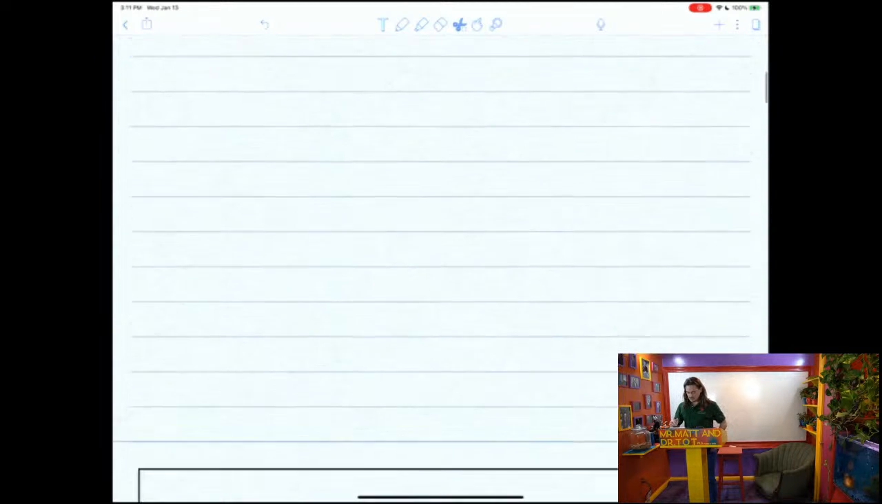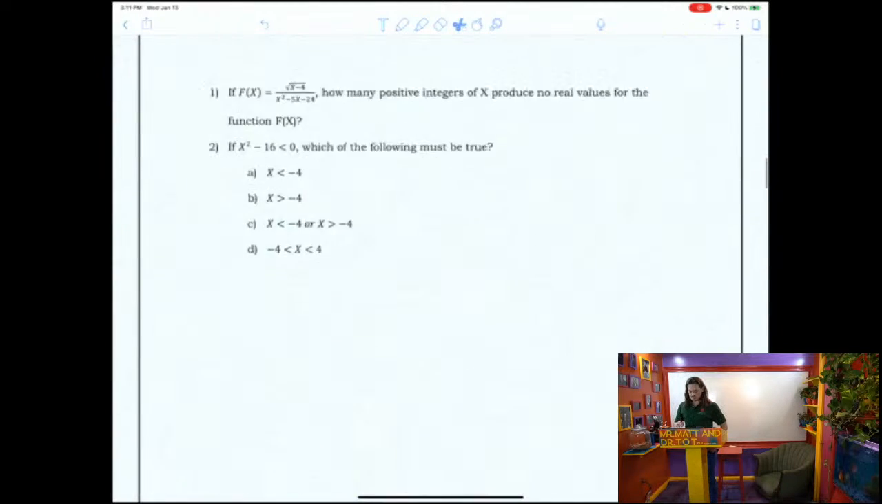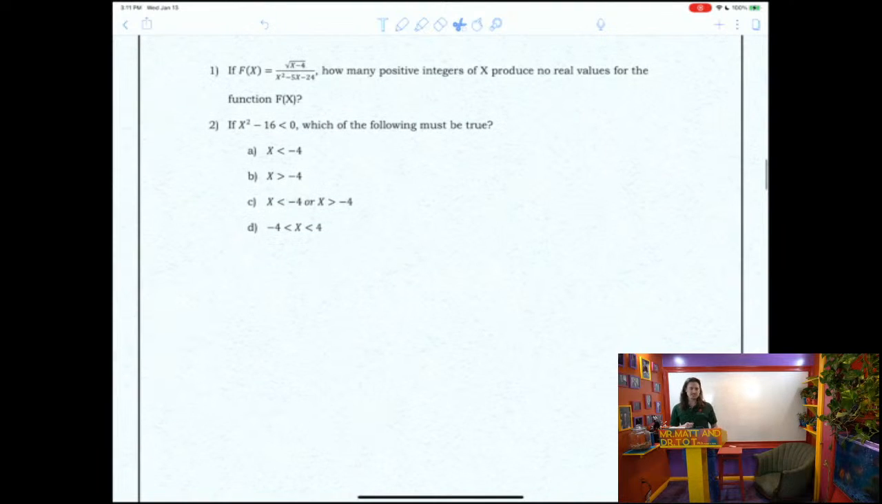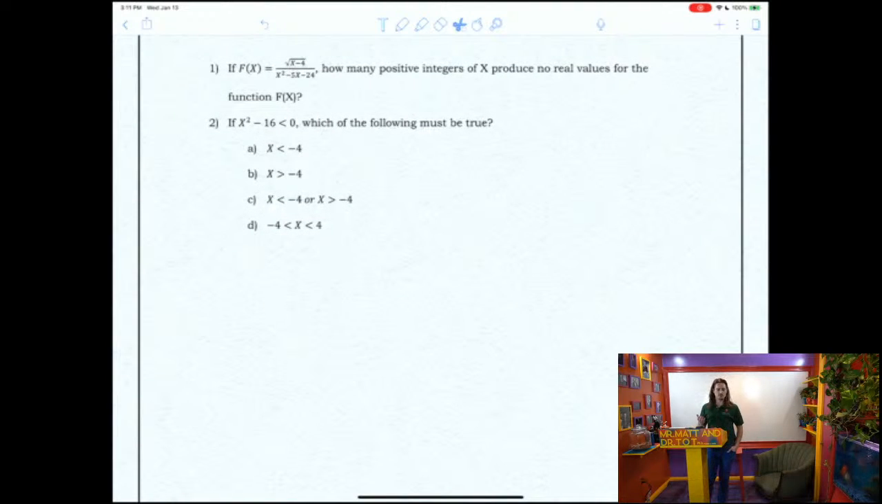Let's go ahead and look at the first 2 questions. I'm going to give you 6 minutes. After 2 minutes, I'll start to solve to give you some hints, and then we'll go through a full solution.